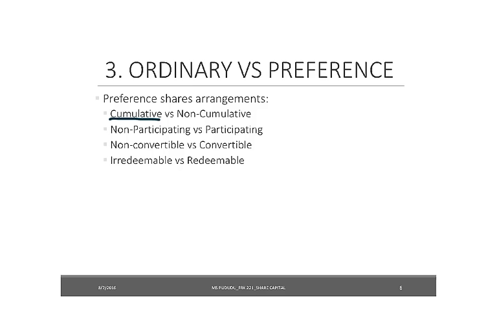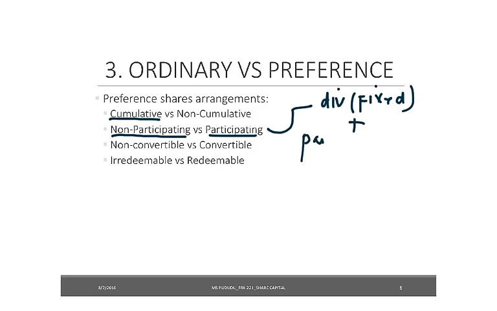Then you have your non-participating. Again, your typical preference share is generally non-participating. However, if you do have a participating preference share, it means this preference share receives a dividend which is fixed like all other preference shares. However, it also participates in the ordinary shareholders.